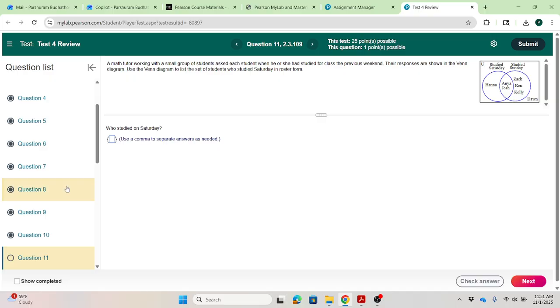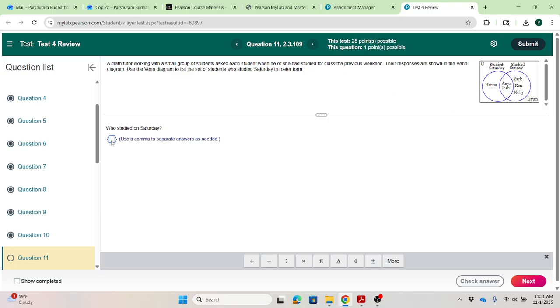You have this Venn diagram. A math tutor working with a small group of students asks each student when he or she had studied for class the previous weekend. Their responses are given in the Venn diagram. Use the Venn diagram to list the set of students who studied Saturday in roster form. Studied Saturday, this one. Studied Sunday, this one. So this is the intersection between Sunday and Saturday. Who studied on Saturday? Hannah, Anya, and Josh. So just type that. Let me just type that here.